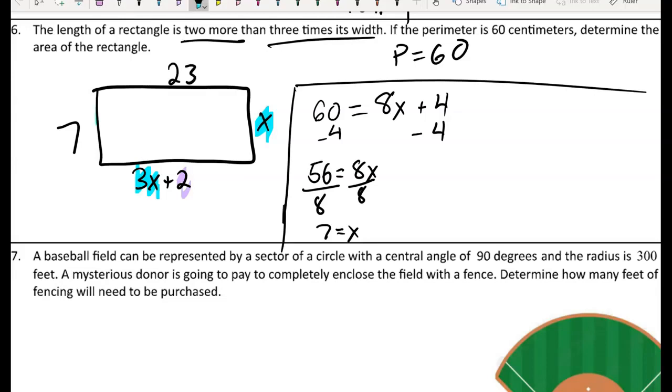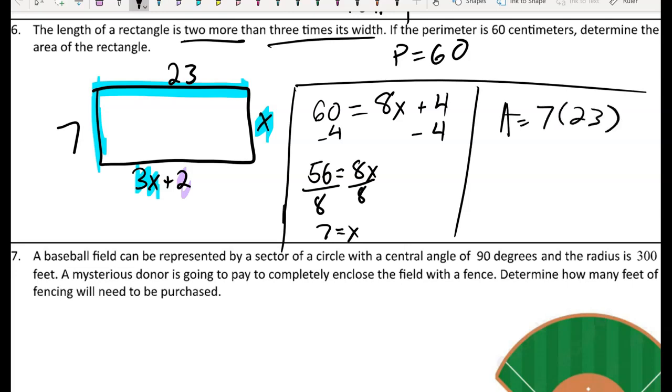So if I'm finding the area, remember that's just base times height, so the area of that rectangle would just be 7 times 23, or 161 centimeters squared.